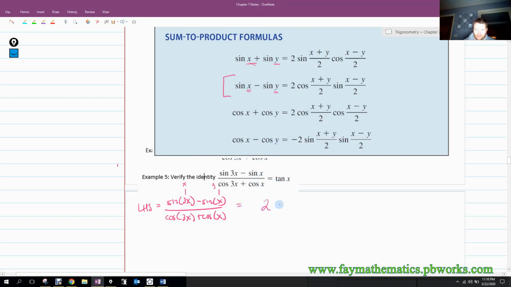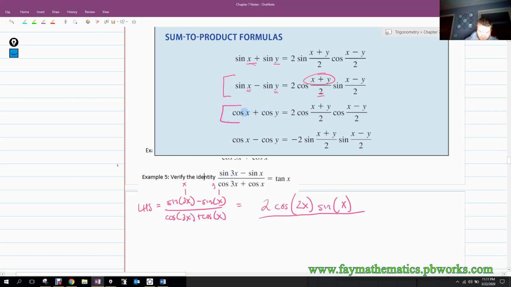So I'm going to rewrite this now as the numerator is 2 cosine. Now we see that it's x plus y, so you're going to add those together. So it's 3x plus x, so 4x over 2. When I do that, I think I can rewrite that. We can all agree that 4x over 2 is the same as 2x. And then this is going to be sine of x minus y, so 3x minus x. So it'd be 2x over 2, which again, I think we can all agree that's just x. So that's nice.